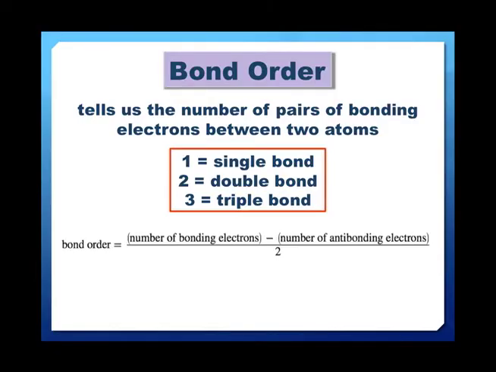To calculate the bond order, we simply take the number of electrons in bonding orbitals, subtract the number of electrons in antibonding orbitals, and divide the result by 2. The bond order will tell us the strength of the bond between two atoms, as a higher bond order means more bonds and therefore a stronger interaction.